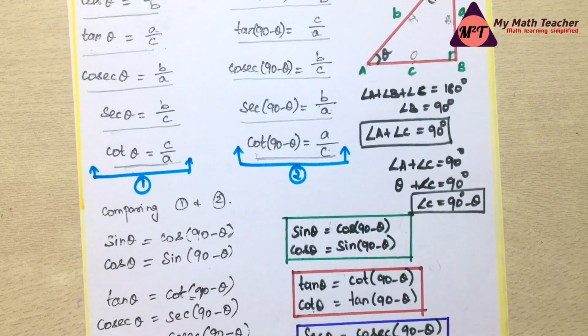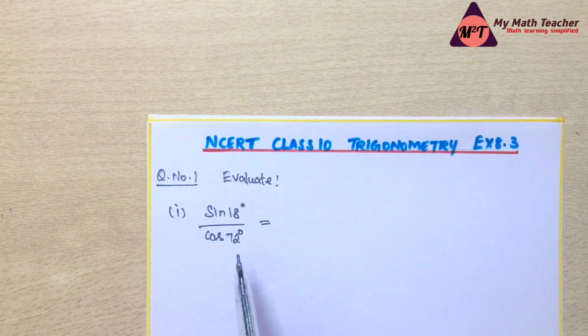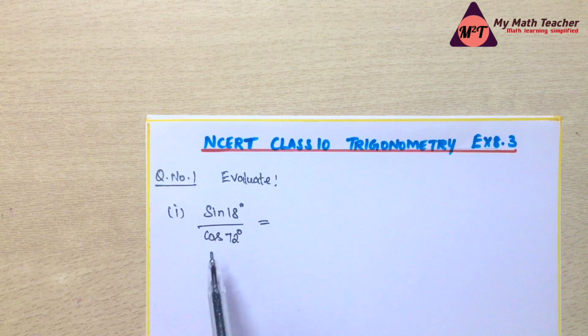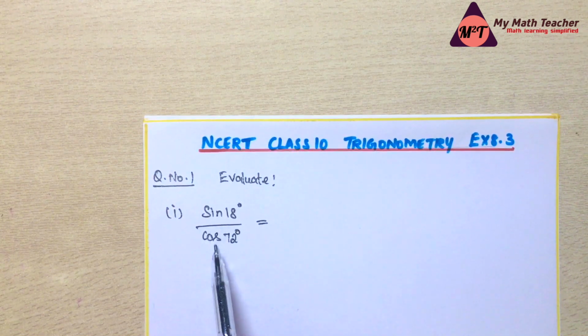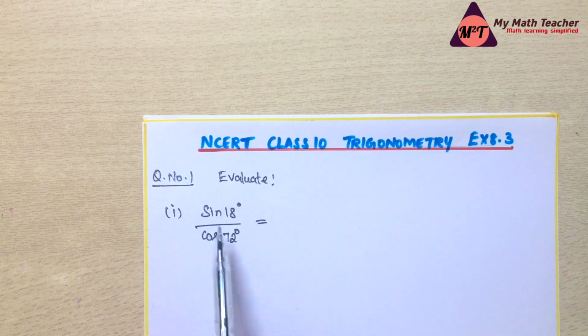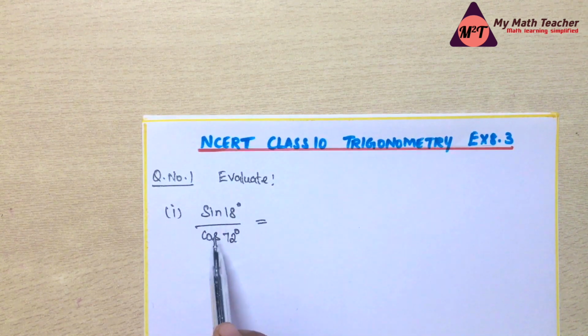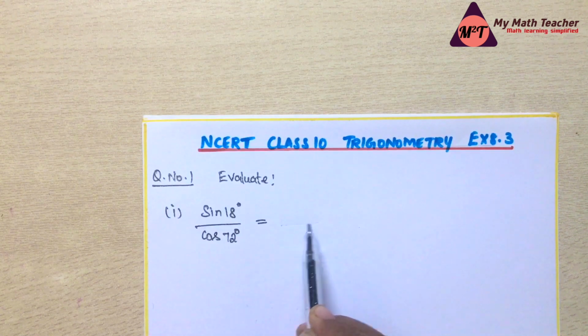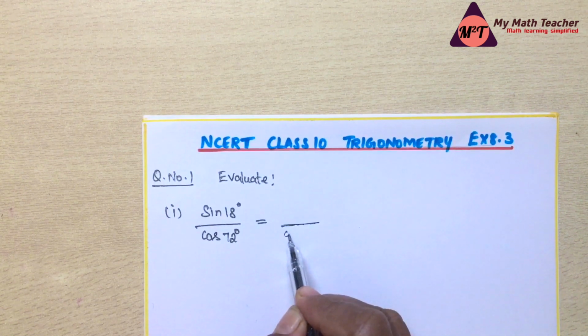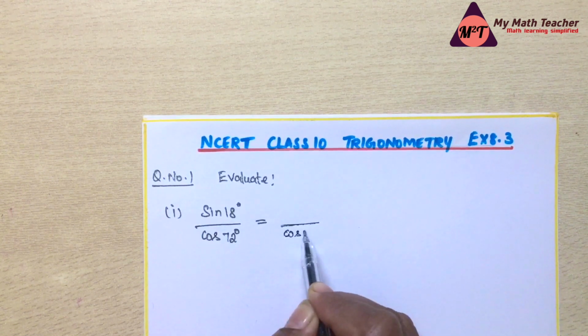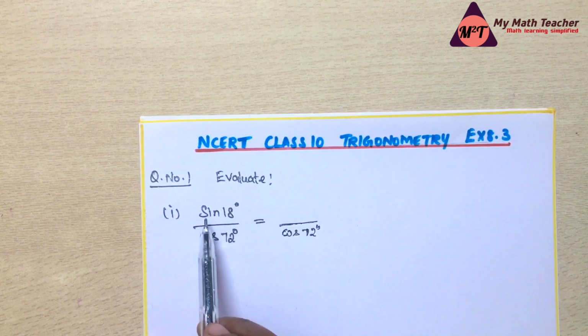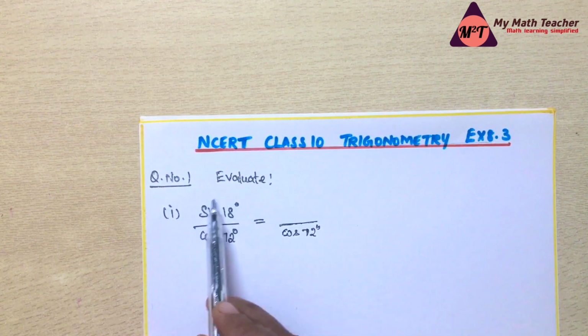Now let us start the exercise. The first question given is sine 18 divided by cos 72. As you can see, sine and cos are complement to each other. When you see these types of questions, what you have to do is retain one ratio as it is in the same position. For example, here in the numerator and denominator, I am retaining the denominator in the same place, that is cos 72 degrees. Here sine 18 I am going to convert to cos.